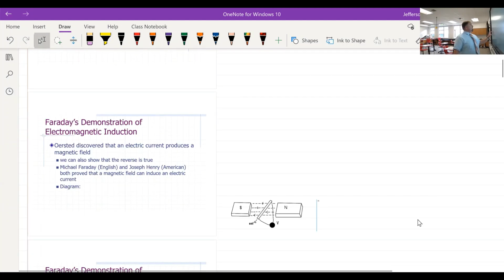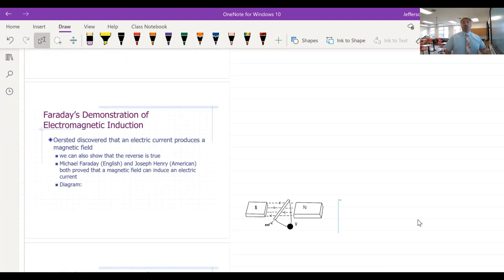And it was, again, Faraday that kind of proved this. Remember, Oersted was the one that proved that moving electric charges created magnetic fields. Michael Faraday, along with an American, Joe Henry, simultaneously proved that you could do the reverse as well, that a magnetic field can generate an electric current.